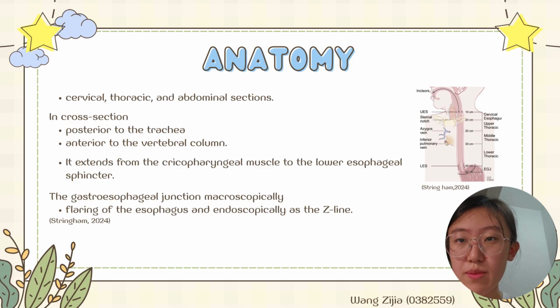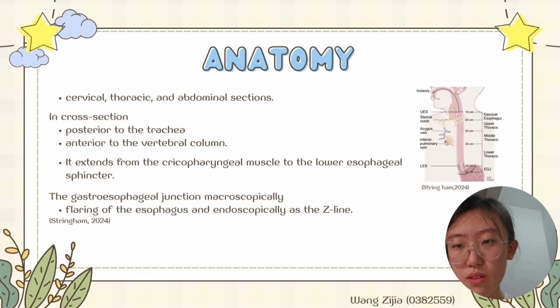The esophagus is a muscular tube that extends from the oral cavity to the stomach. In an adult, it is about 25 centimeters in length. The esophagus has cervical, thoracic, and abdominal portions. It transitions from the cervical to thoracic region at the suprasternal notch, and then passes from the thorax to the abdomen through the diaphragmatic hiatus. In axial cross-section, the esophagus is located posterior to the trachea and anterior to the vertebral column.